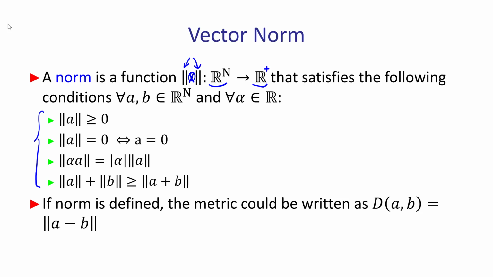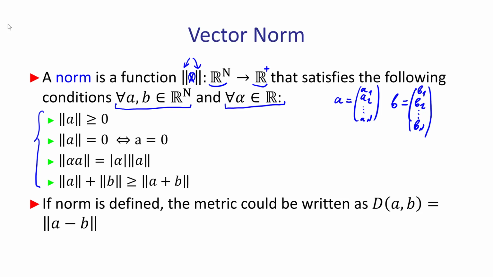Now, this will happen for all a and b that belong to our Rn. So technically speaking, a will be equal to something like that, and b will be vector b1, b2, and so on to bn. And this should be true for all alpha, scalar alpha, in real numbers. So alpha could be any real number you want. So let's see what properties we have.